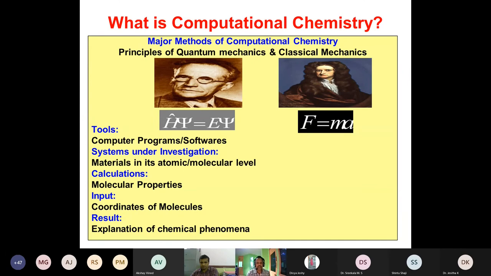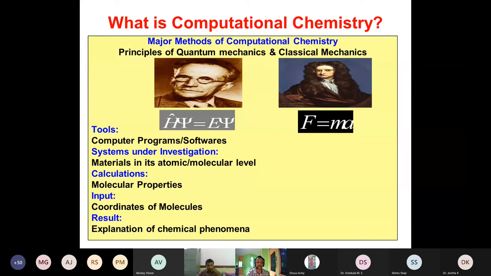Adobe Reader is computer software to read PDF files. VLC Media Player is software to play media files. Similarly, we have computational chemistry software to run chemical calculations. What are we calculating? We are calculating molecular or atomic properties. And what is our result? As a result, we can explain the chemical properties of different molecules, atoms, or molecular systems.